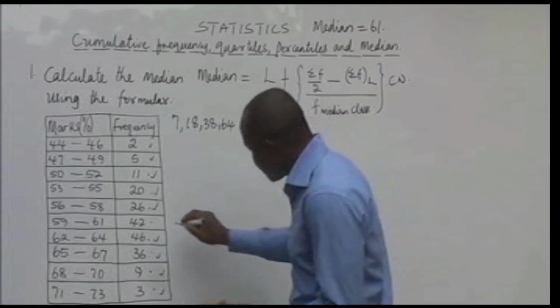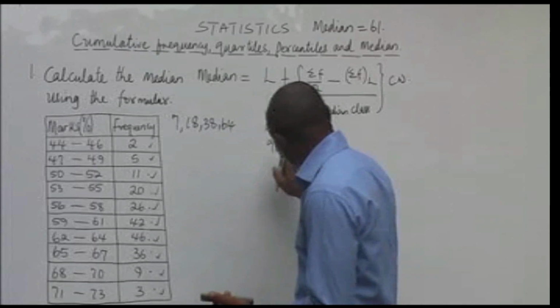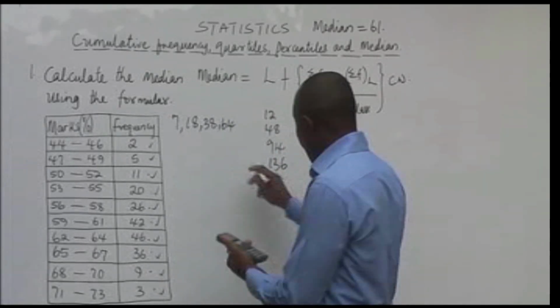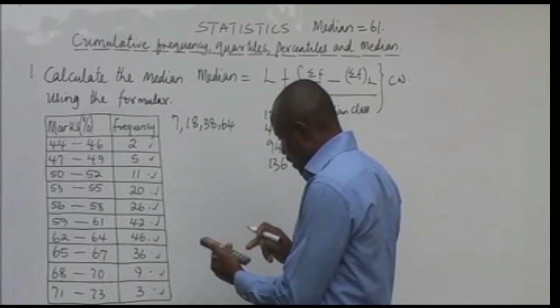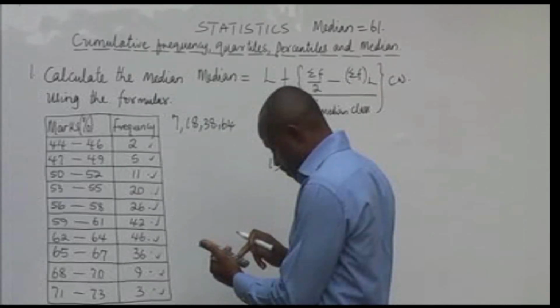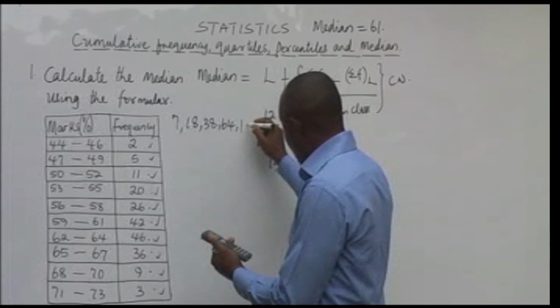Now add the next to this, 136. Add it to this again. We have 42 plus 64. It's giving us 107.